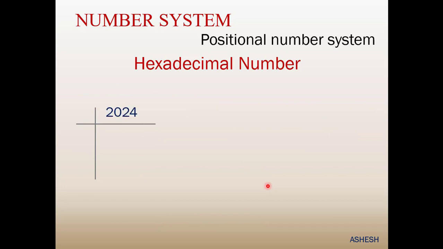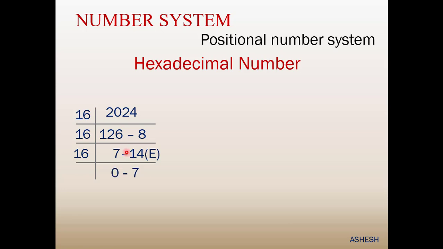Now our decimal number 2024 will be divided by 16. Then we'll get 126 as quotient and 8 as remainder. Again, 126 divided by 16. We will get 7 as quotient and 14 as remainder. 14 equals E. Then again we'll divide 7 by 16. Here 7 is less than 16, so we will not get any quotient. We only get the remainder 7.